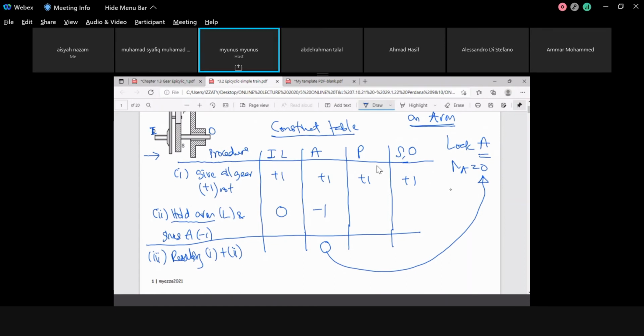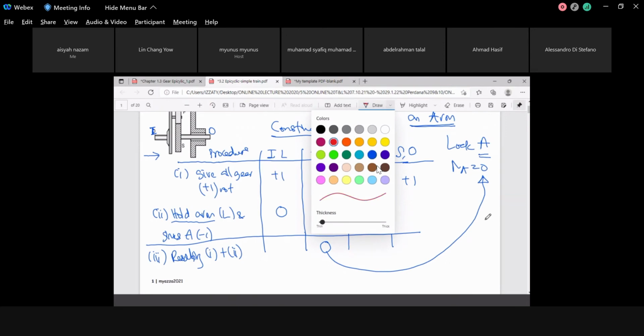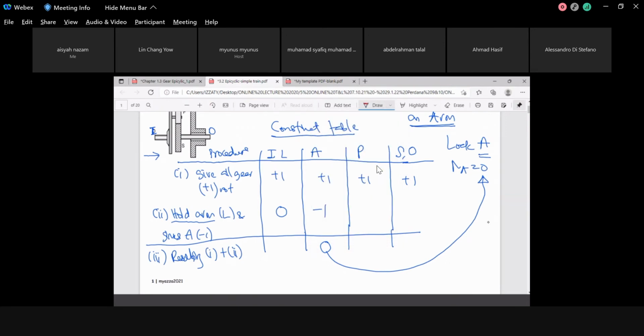But you cannot lock P. What you can lock is A and S only, because why? Attached to the planet. You understand or not? So, doctor, we keep it a negative one because we want the resulting to be zero, right? Absolutely. Because you lock, you don't want A to be moved, isn't it? Because this is why you give negative. If you want S to be stationary, you don't give A, you give S negative one. Then this one becomes zero. Why? Because you lock S. You understand me or not? Yes, sir.